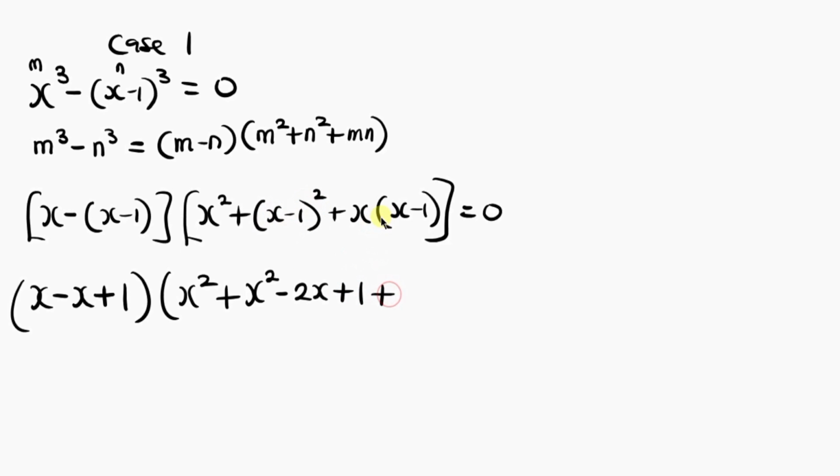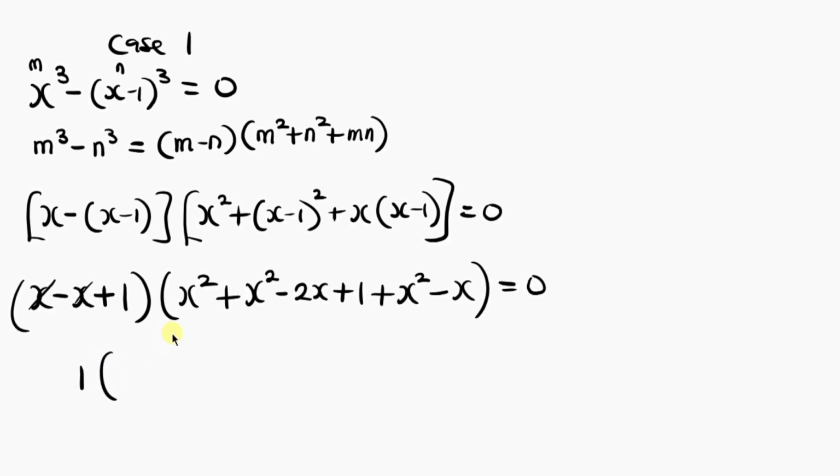Plus, now let's open this bracket. So x times x gives what? X squared minus x times 1 gives x. So that is it, equal to 0. Now notice what we have here. X minus x is gone, leaving behind 1 here.